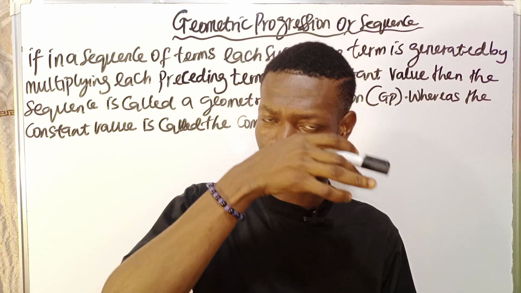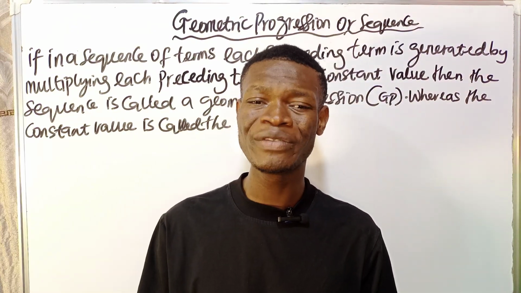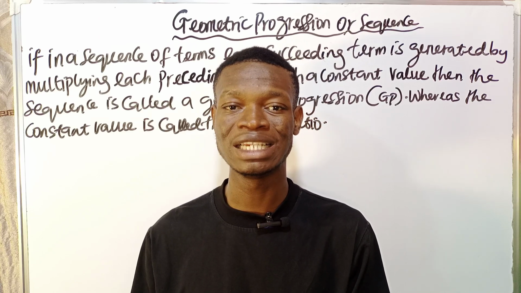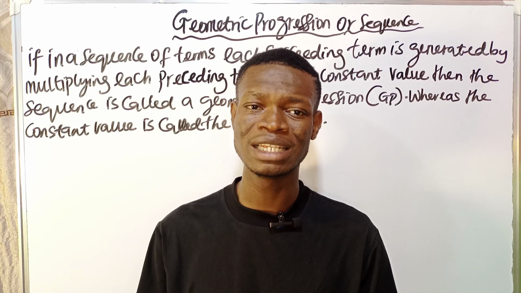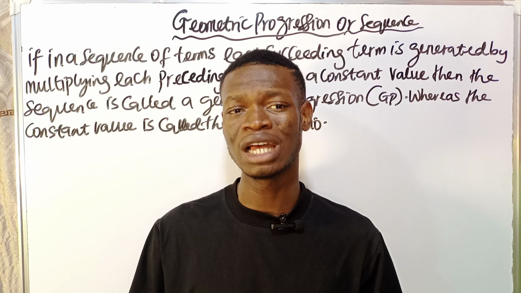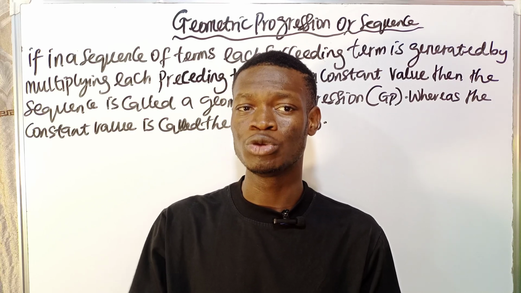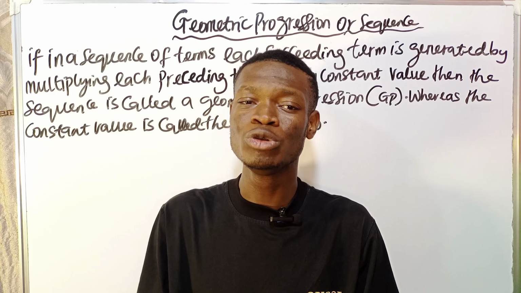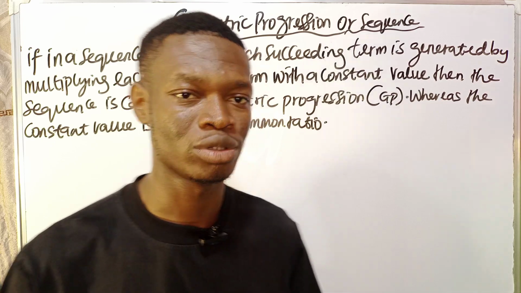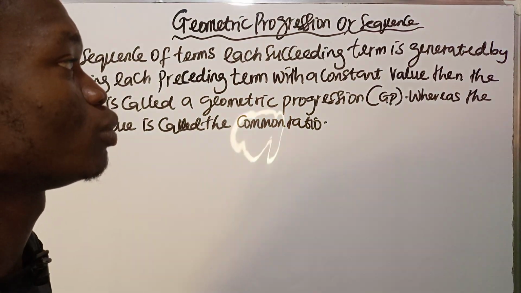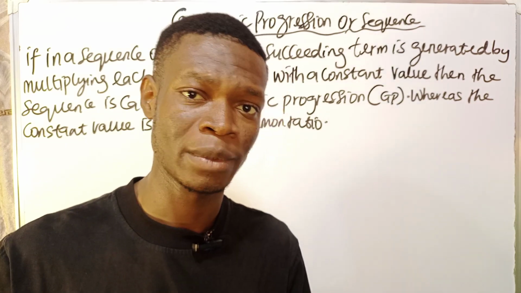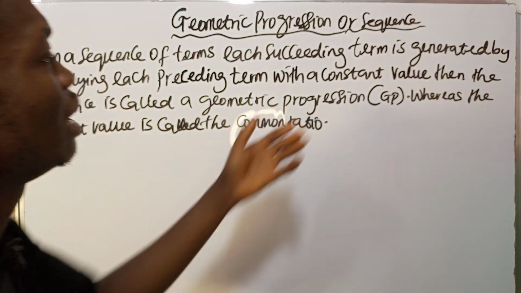Now, what is this geometric progression? It's very simple. If in a sequence, to get the succeeding term, you multiply the preceding term by a fixed, constant value, and you use that constant value throughout the sequence to get your succeeding terms, that sequence is known as a geometric progression. And that constant value that you use to multiply each preceding term is known as the common ratio. Let's read what is on the board.